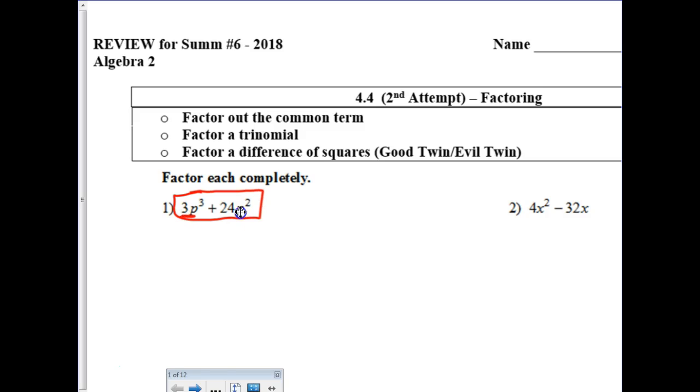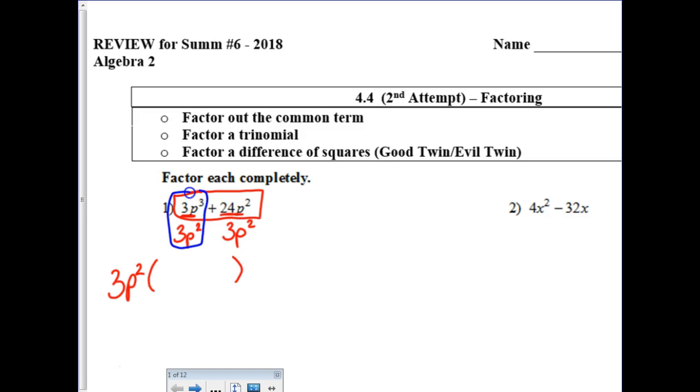I notice both of these terms can be divided by a 3 and also p squared. You want to take out as big of a term as you can. So factoring it out of the problem means the 3p squared comes out of the problem. We're going to undistribute it is the other way to look at it. And then you're going to write down what is left.